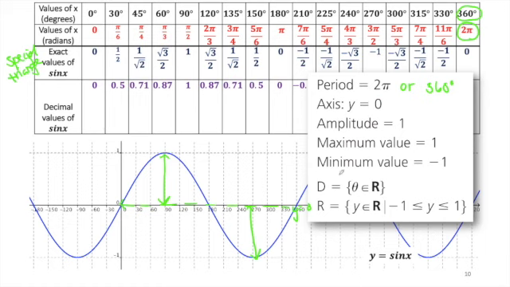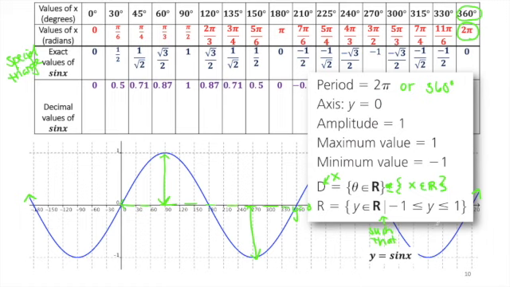Our domain, if anyone remembers, domain is the value of your x's. Because this graph continues on forever and ever, it's not in the context of a word problem, it's going to just continue on and go, go, go. So it has no restrictions. So remember when you're telling me your domain, your range, you're looking for restrictions. But since it has no restrictions, you can either say that it is theta as an element of the real number system, or you can do x as an element of the real number system. I'm fine with either of those. Okay, for our range, we have y as an element of the real number system.